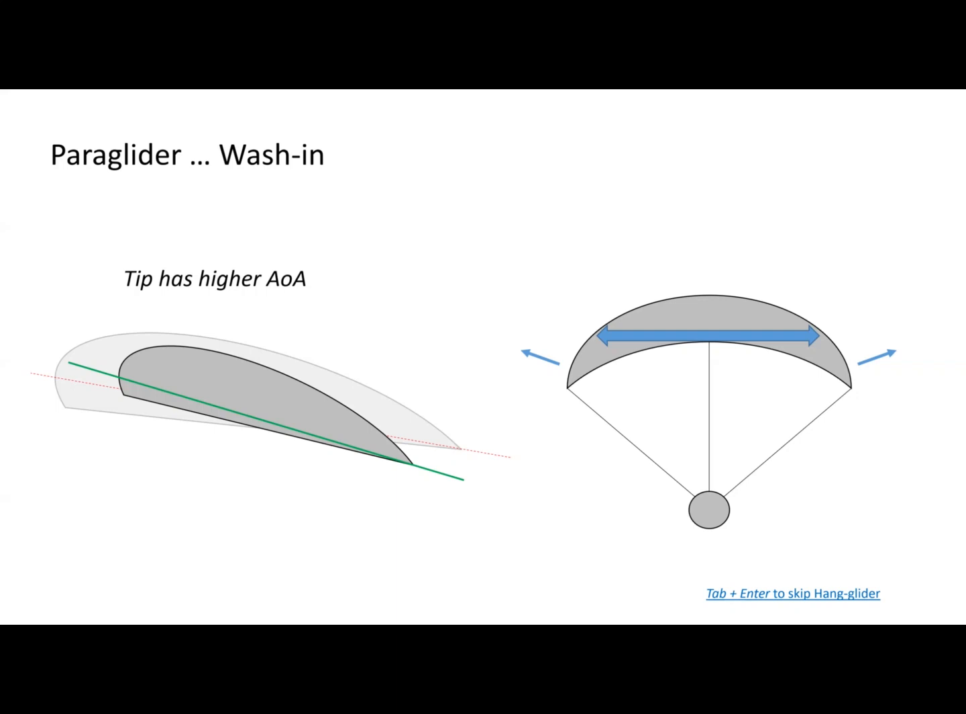Now that's a good thing in a paraglider as well, because you want the center to stay flying, because the wing tips can give you a little signal going, oh, you're getting close to the stall point, maybe you should stop, let the brakes off, and start flying again.